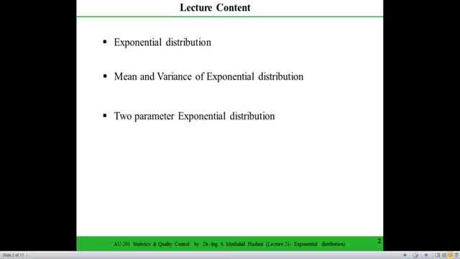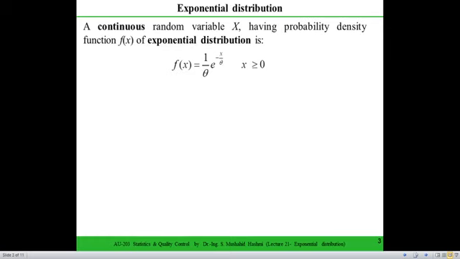There is an extension of the exponential distribution, which is two-parameter exponential distribution. And then we will look into an important property related to exponential distribution called Memoryless Property.